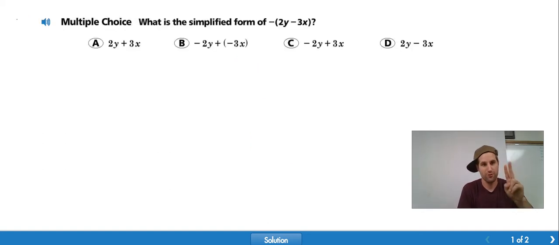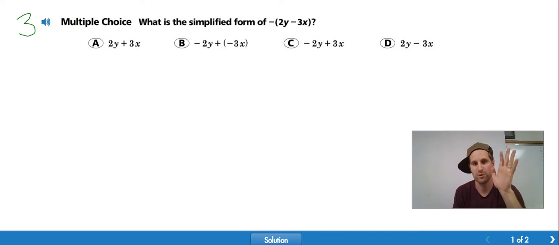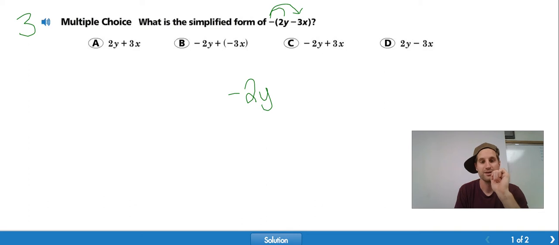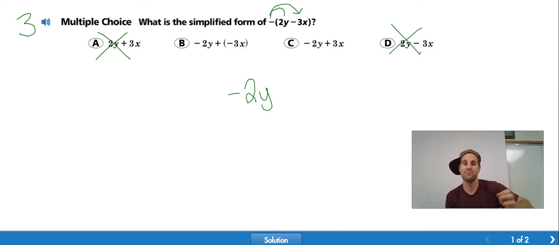All right, problem number 3. What is the simplified form of negative 2y minus 3x? The negative is not a number we see, but actually it is kind of a number: it is a negative 1. So we're distributing a negative 1. If it's a positive 2y and you multiply by a negative, it becomes negative 2y. Can A be the correct answer? No. Could B? Yes. Could C? Yes. Can D? No. So we know that 2y is going to become negative.